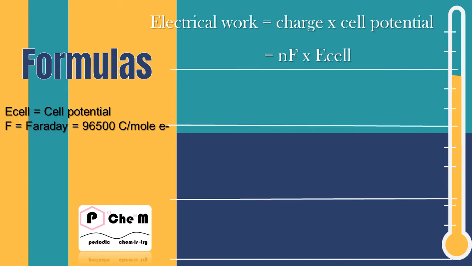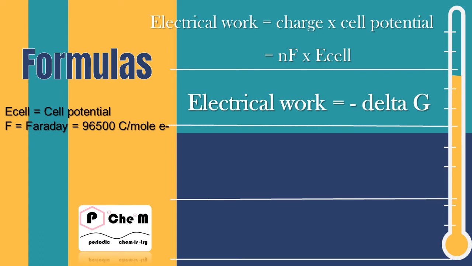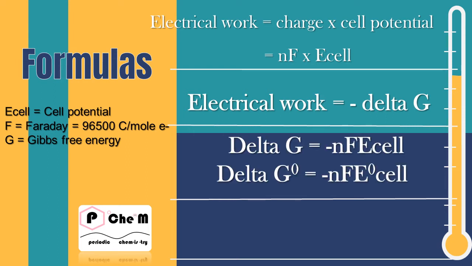Another formula of electric work is electric work equal to minus delta G. G here is a thermodynamic term which is equal to Gibbs free energy. This is a very important term which determines the spontaneity of the reaction. We have studied spontaneous reactions in my previous video. Now we can see that in the first two equations, electric work, that is the left hand side, is equal, and therefore we can write delta G is equal to minus nF E cell.